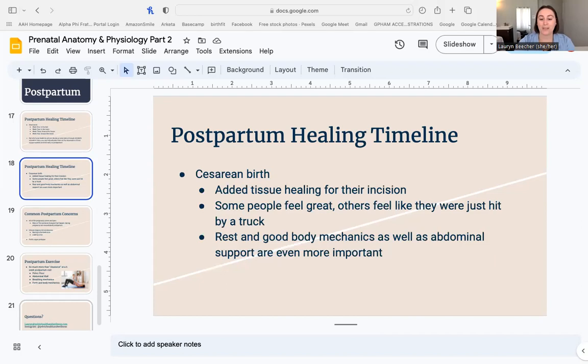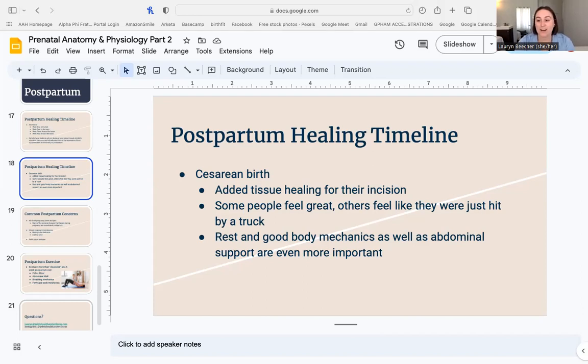So from a cesarean birth perspective, just keeping in mind that healing along the incision. Some people feel amazing. Like I said, many of my people who have had a planned cesarean can't believe you would ever give birth another way. Others, they feel awful. They have a lot of nerve pain, a lot of tenderness. They have trouble getting in and out of bed. So it varies a lot with cesarean births and vaginal births as well.